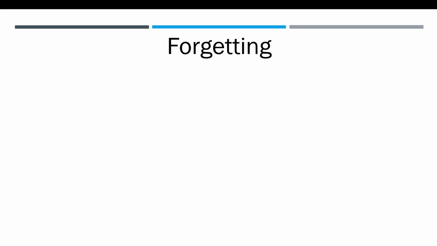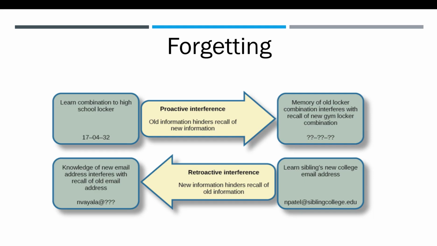And then sometimes information is stored in our memory, but it is inaccessible, and this is known as interference. There are two types of interference, either proactive interference or retroactive interference. And here's a nice photo to help you remember the two. Proactive interference is when old information hinders the recall of newly learned information. And then retroactive interference happens when information learned more recently hinders the ability to recall older information.